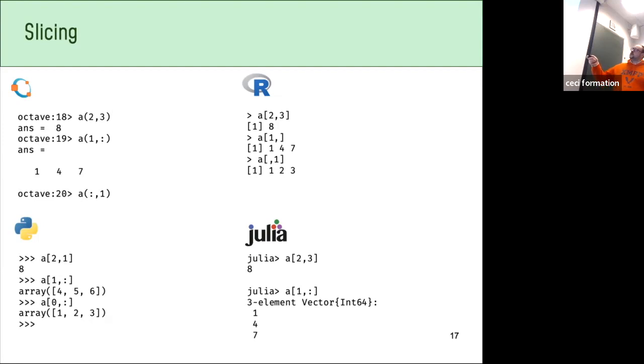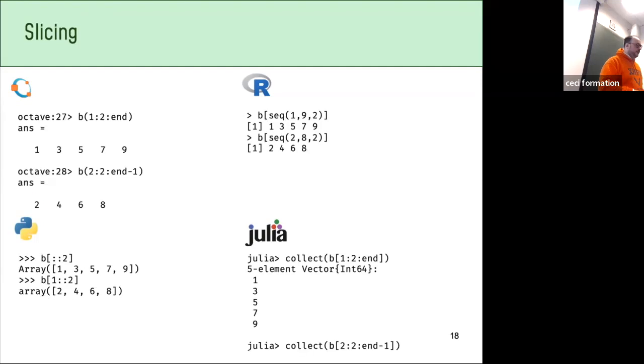In R, you don't use parentheses, you use square brackets, but you get the same result. And you don't use a colon, but you use an empty index, there's nothing there. It means a whole line. And if you don't give the first, then you get the first column. The syntax for NumPy is the same as for Octave, and for Julia it is the same as for Octave and Python. So slicing is a way to get the subpart of a matrix.